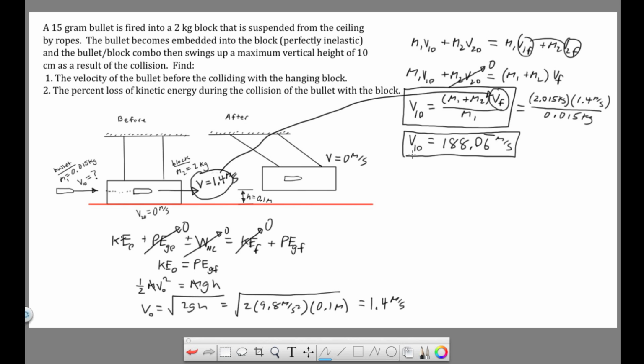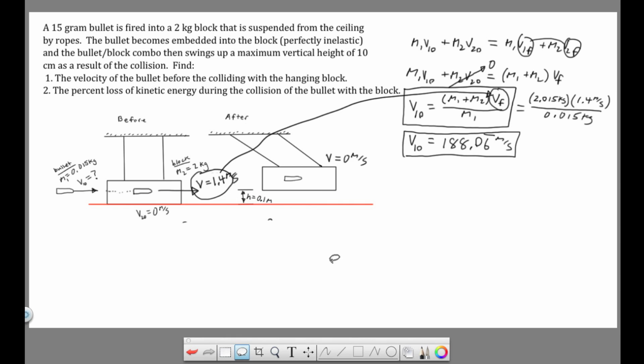Now, for the second question, calculating the percent loss of kinetic energy. So let's make some room here. Okay, so percent loss. In general, percent loss is simply the amount lost divided by the initial amount. That's how you calculate percent loss.